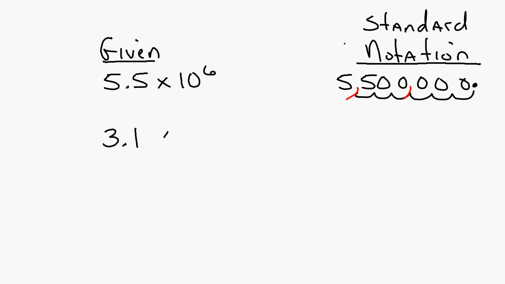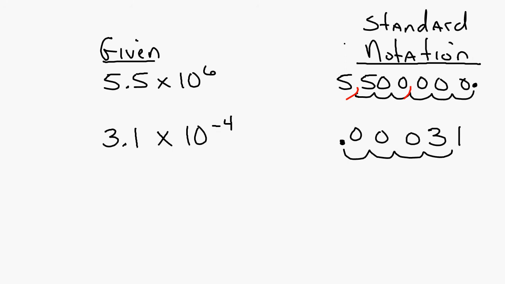3.1 times 10 to the -4. This is going to be a number less than 1. So write your 3, 1. Put your pencil where the decimal is, and now we're going to go 1, 2, 3, 4 to the left. Put your decimal point. Fill in with zeros. And we don't put commas when we're going less than 1.